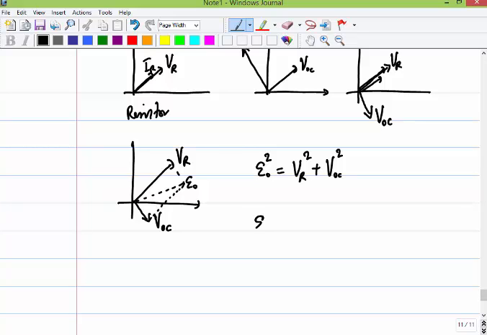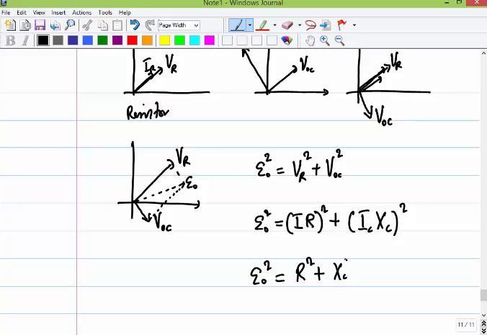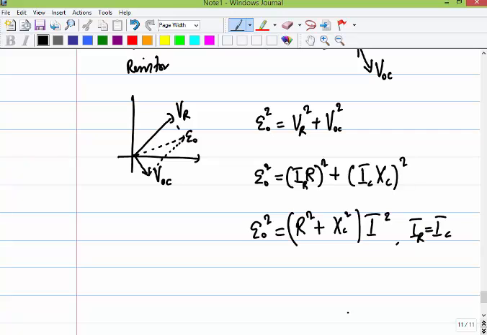So E naught squared is equal to the current across the resistor, R squared, plus the current across the capacitor and the capacitive reactance XC. So we're going to have R squared plus XC squared, and we can take the current out and square it like that. This is the same current going through both resistor and capacitor, so I'll just call it I. So I is equal to IC. The current in the resistor is equal to the current in the capacitor because they are in series, of course. Any questions on this?